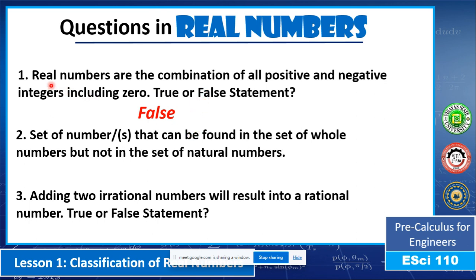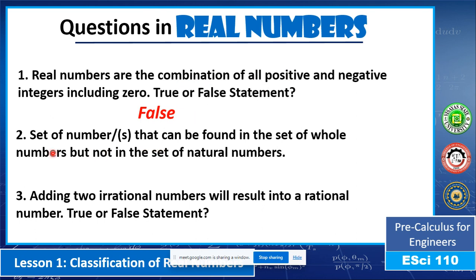Why? Because, let's be specific with our definition, real numbers are not only a combination of all positive and negative integers. Real numbers also include irrational numbers and non-integers. So it is not limited to this statement. Therefore this statement is false. Real numbers is a very general term, so it is not limited only to this single statement.